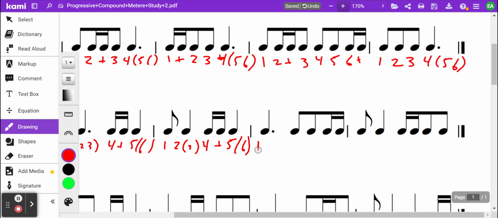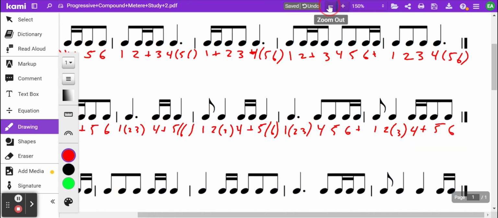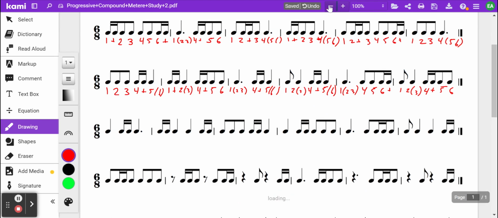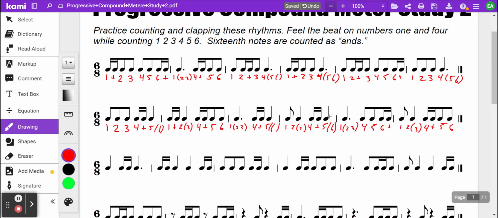Next measure, 1, 2, 3, 4, 5, 6, and last 1, 2, 3, 4, and 5, 6. And you can practice playing these on an open string. We'll probably practice some of these in class together next week. But that's what it should look like for line 2.